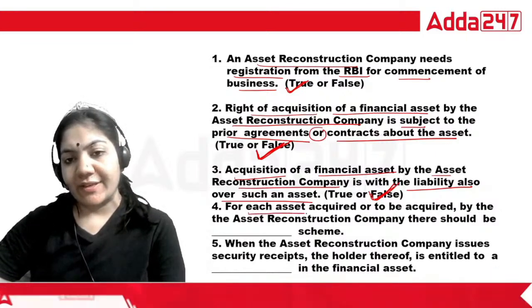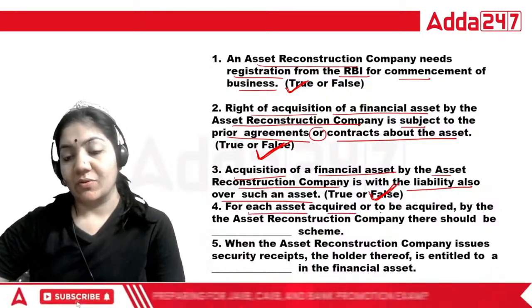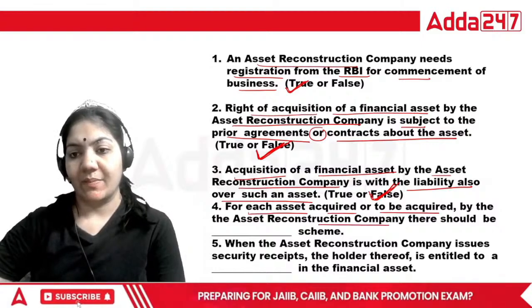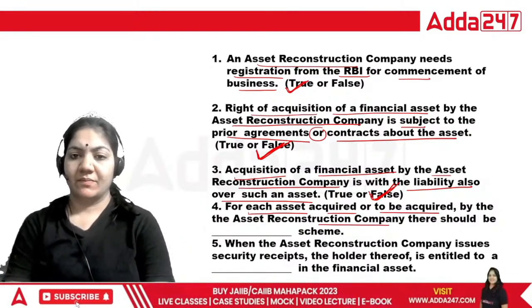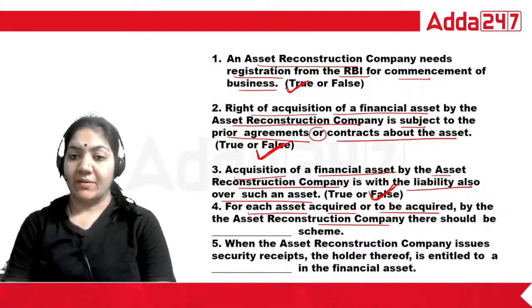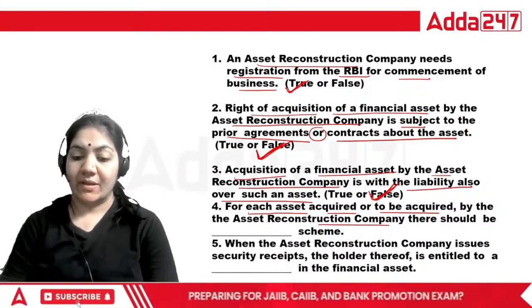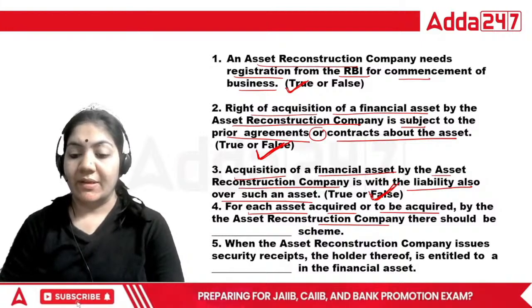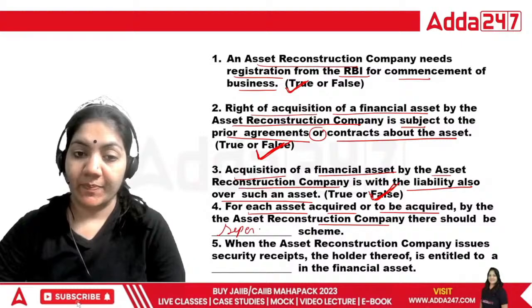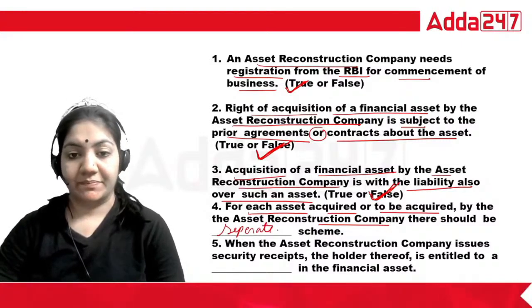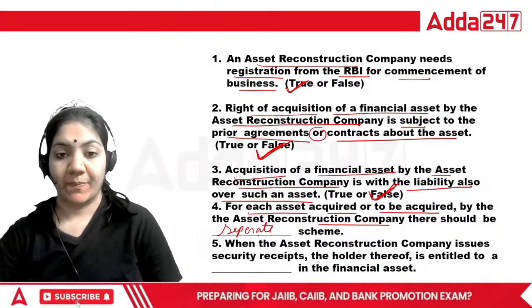For each asset acquired or to be acquired by ARC company, there should be a dash scheme. Each asset acquired and to be acquired by ARC company, there needs to be a separate scheme that you have to learn. Separate. Okay, you have to learn this point.